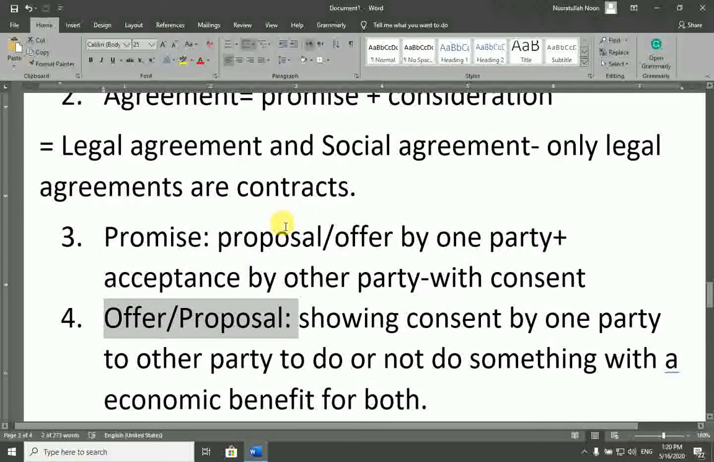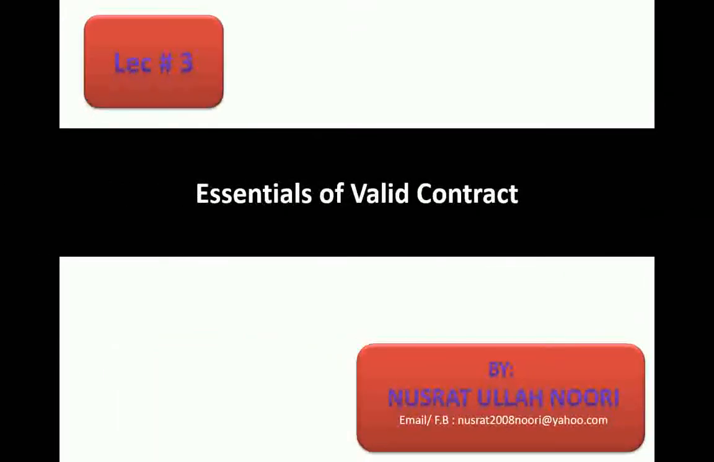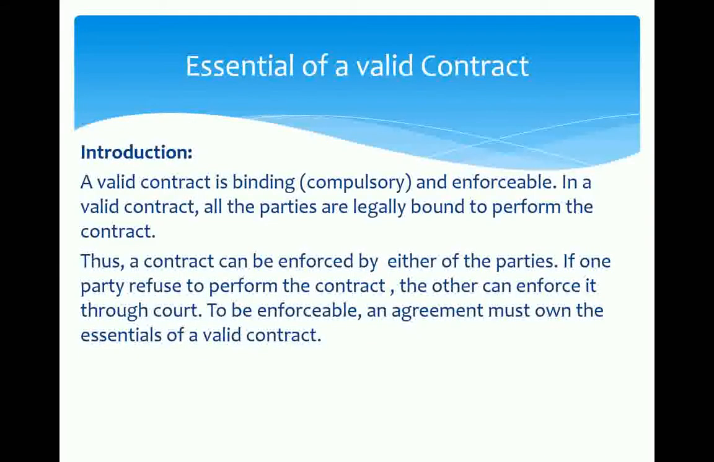Now we will have discussion on our new lecture, which is essentials of a valid contract. So first of all, let's define what a valid contract is. A valid contract is binding, compulsory and enforceable. In a valid contract, all the parties are legally bound to perform the contract. Basically, this is not the definition of a valid contract. It is like an elaboration or explanation of the valid contract, which says a valid contract is binding, compulsory, ijbari, and enforceable by law or the court.